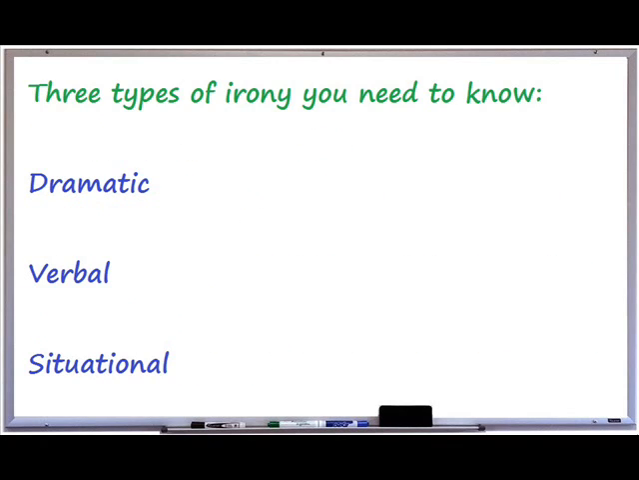Keep in mind these differences of dramatic, verbal, and situational irony.